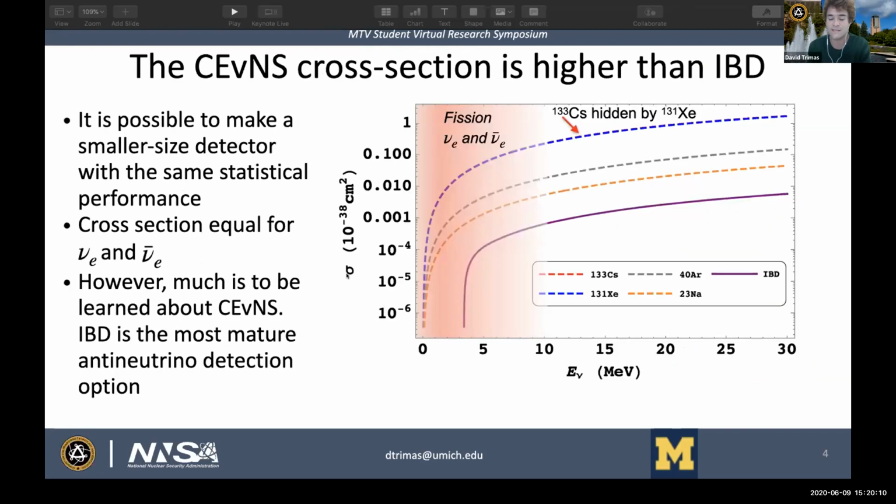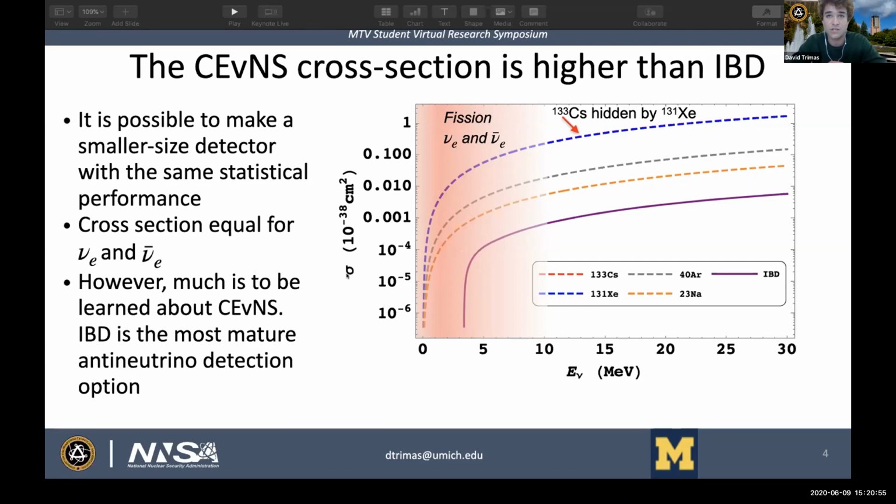The first point that I said was that CEVNS has a higher cross section than IBD. And you can especially see this in the energy regime of fission neutrinos. In the regime of fission neutrinos, the CEVNS cross section is a few orders of magnitude higher. It depends on what isotope you're talking about for the actual target material of the detector, because there's that neutron squared dependence of the cross section. The number of neutrons in your target nuclei changes what that cross section is. It's also equal in cross section for both neutrino and antineutrino, but since most fission signatures are going to be antineutrinos, we're going to focus on antineutrinos today.